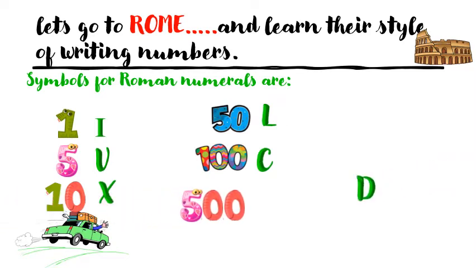Then for 500, letter D was used. And then comes 1000. So for 1000, letter M was used. Okay, children. So you can see here that Romans used only 7 letters: 1, 2, 3, 4, 5, 6 and 7 letters to write the numbers. And from number 1 to 10 they have only 3 letters, and 1, 5, 10 are represented by these letters. So let's learn how to write Roman numbers.